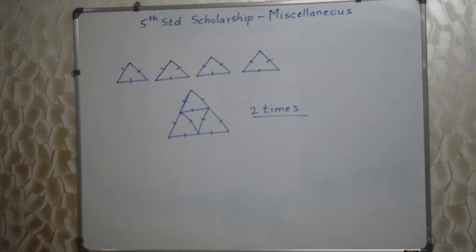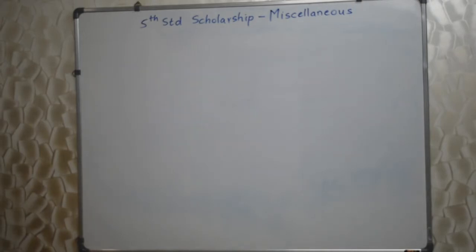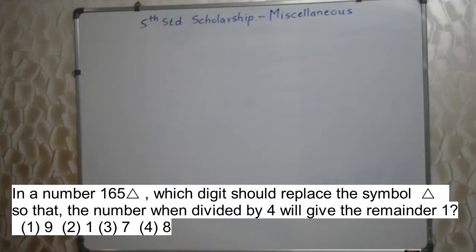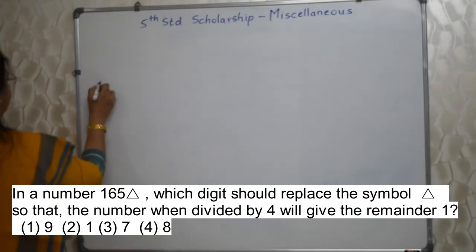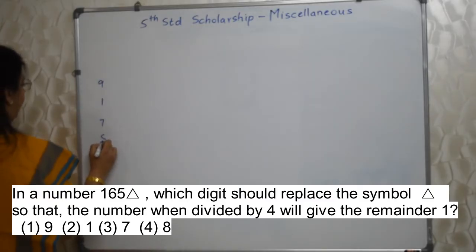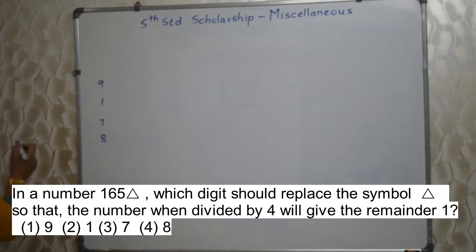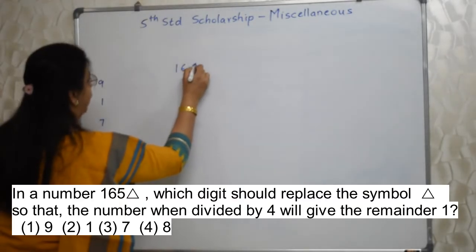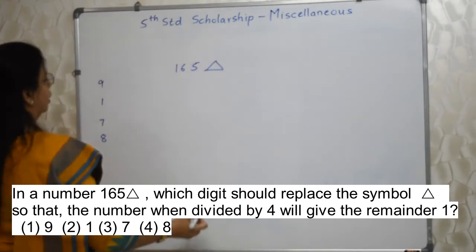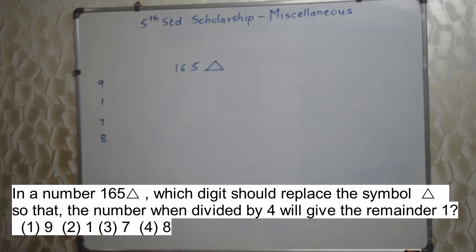The next sum will also appear on your screen. In the number 165 triangle, which digit should replace the symbol triangle so that the number when divided by 4 will give the remainder 1? And the options are 9, 1, 7, 8. These are the options given. And the number is 1, 6, 5 and triangle. And they are saying the remainder is 1.